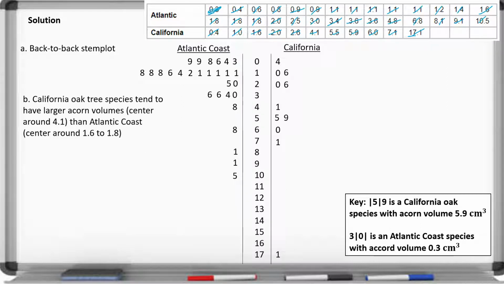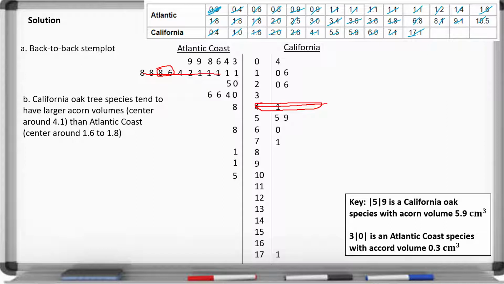the centers. If we look at the California oak tree species, they tend to have larger acorn volumes. So the center for this is roughly around here. If we cut it in half here, that's about the center. And then for the Atlantic coast, the center is around 1.6 to 1.8. So we know that it's around this area. If we were to cut it, the center is around there.